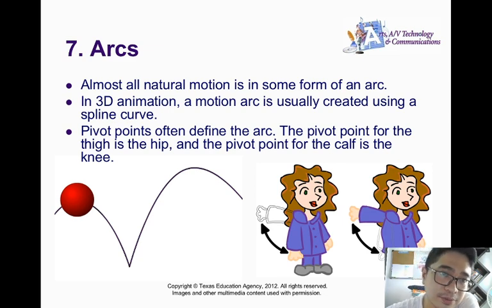Arcs. So almost all natural motion is in some form of an arc. In 3D animation, a motion arc is usually created using a spline curve. A pivot point often defines the arc. Kumbaga ito yung pinagdugtungan, in short. The pivot point for the thigh is the hip, and the pivot point for the calf is the knee.